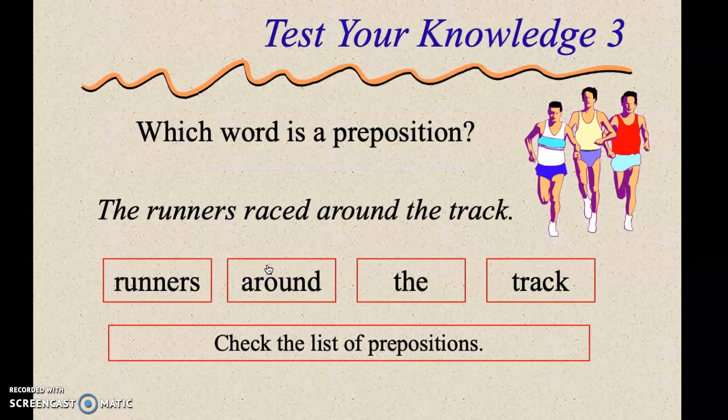And last but not least, we're going to take a look at this sentence. The runners raced around the track. We're taking a look at the relationship between the track and where the runners are racing. And where did they do that? They did that around the track. They didn't do it in the track or on the track, but they did it around the track. We know runners would be our noun. The is our article. Track is another noun. It's a person, place, or thing. So around must be my preposition.